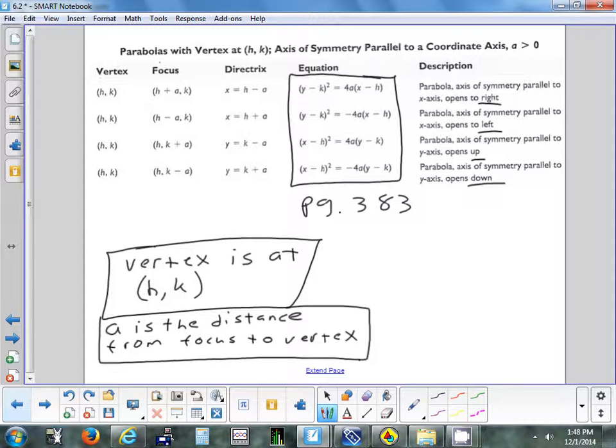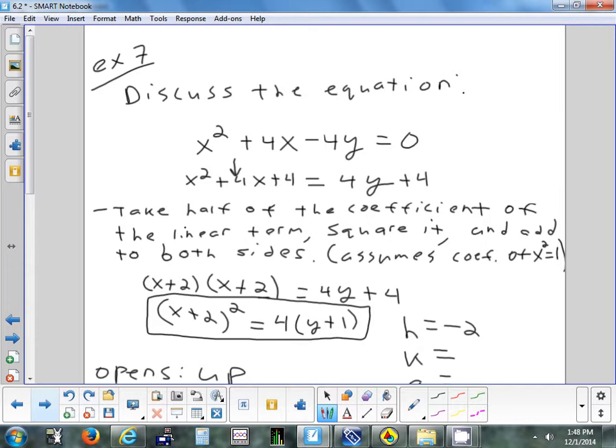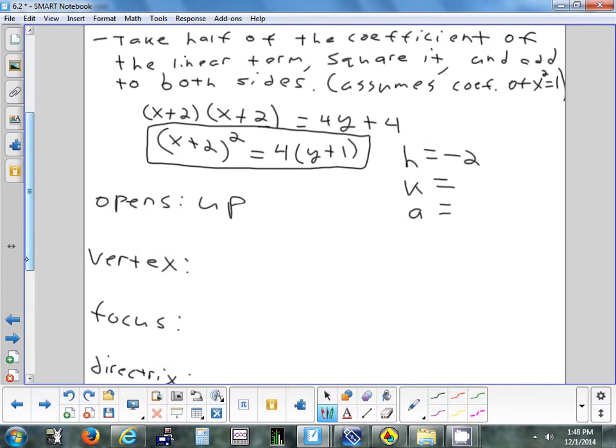So h is always what comes right after the minus sign with x, and k comes right after the minus sign with y. That's why, if it's a plus sign right there or here, I said be careful. So that changes the sign of your number. What about k? Yep, k is -1.